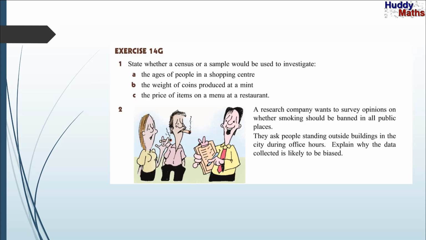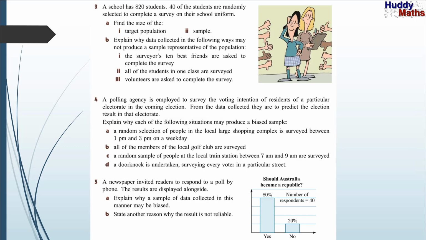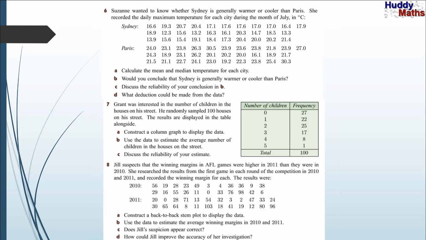Okay, let's go down and do a bit of revision. This is revision now, isn't it? State whether a census or a sample would be used to investigate these things. All right, so let's go on. Here's something a little bit different, but pretty much the same as what we've been doing before. Okay, just a few variations there. And up to question 8. Okay, so just a little revision, talking about bias and that sort of thing, and whether the estimates are reliable.